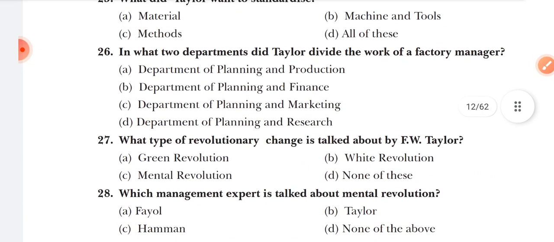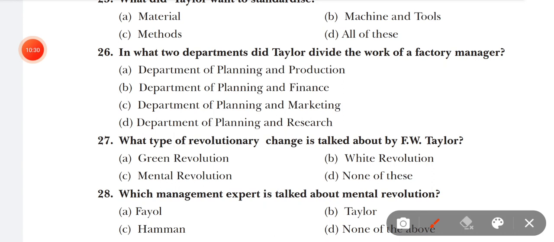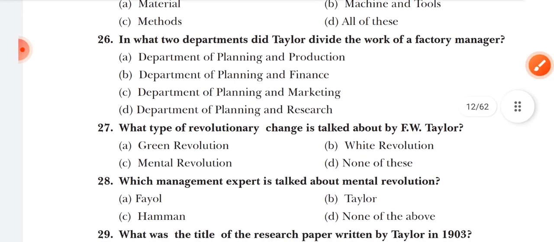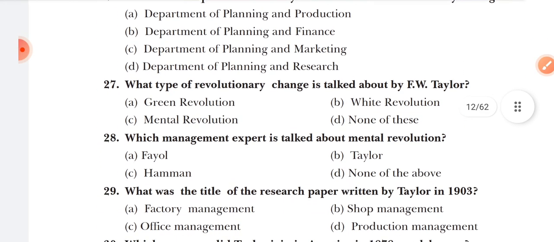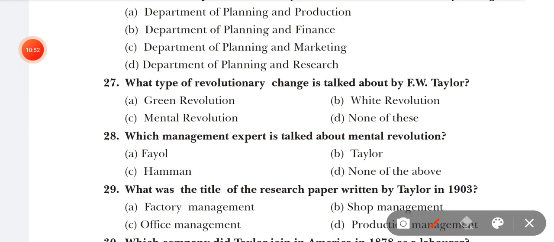Question 28. Which management expert talked about mental revolution? And the correct option of this question is option B, Taylor. Now question 29. What was the title of the research paper written by Taylor in 1903? And the correct option of this question is option A, Factory Management.